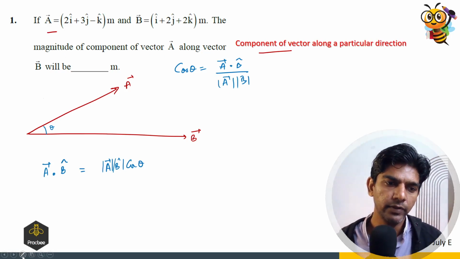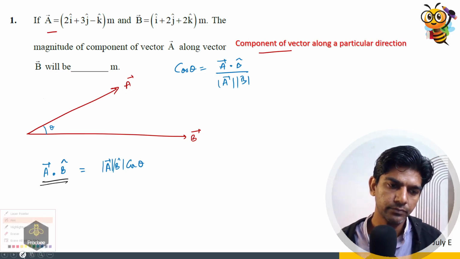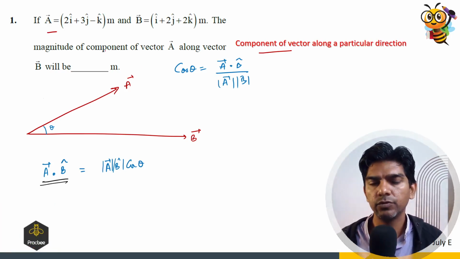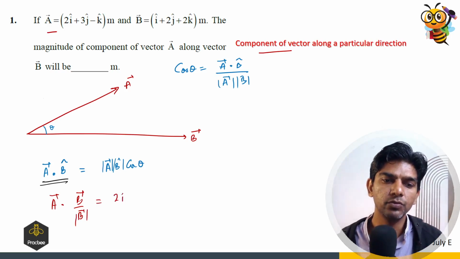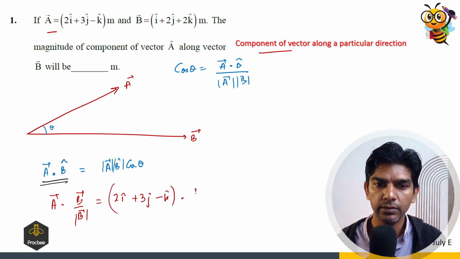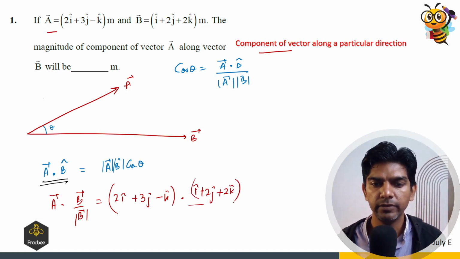Okay, right, so let us find A dot B cap. In this question we just have to find the component. So A dot B cap can be written as A dot B vector divided by the magnitude of B. So A vector is 2 i cap plus 3 j cap minus k cap, dotted with the B vector, that is i cap plus 2 j cap plus 2 k cap, divided by its magnitude, that will be root of 1 square plus 2 square plus 2 square.